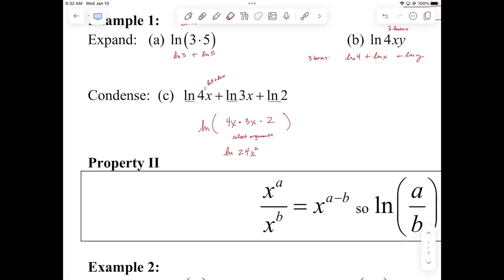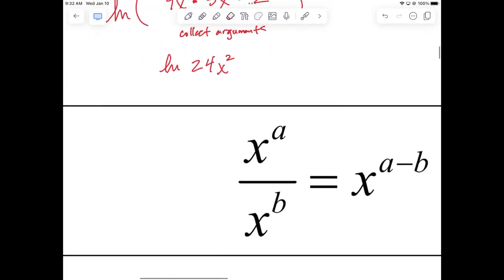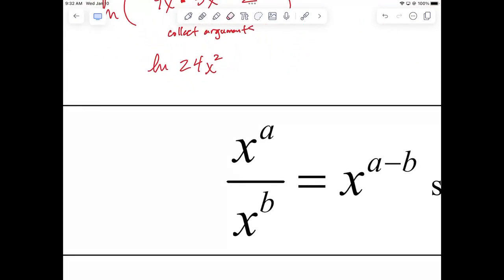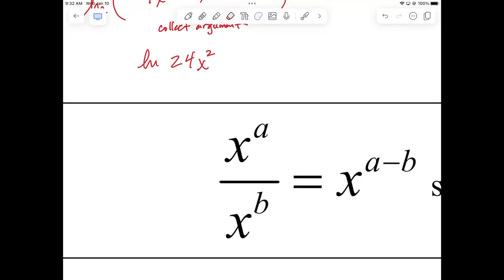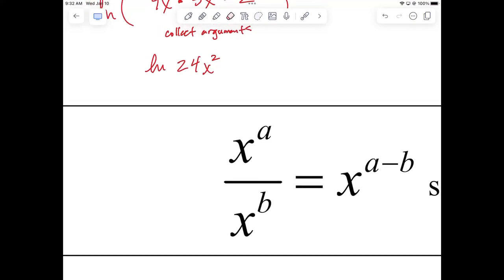All right, let's try property number 2. You already know this property because it's the property of exponents that says when you're dividing and the bases are the same, what do you do with the exponents? You subtract. So what happens? We have a division process. This is division. It becomes what? Subtraction. A division process becomes subtraction.